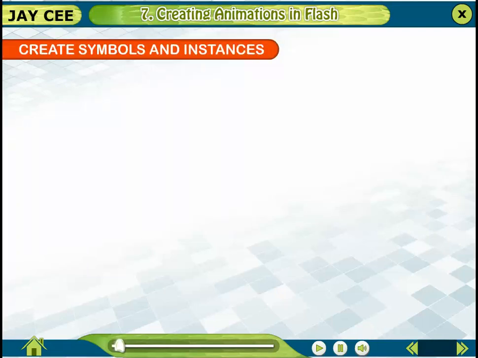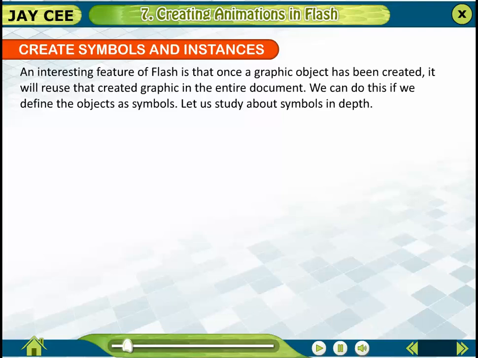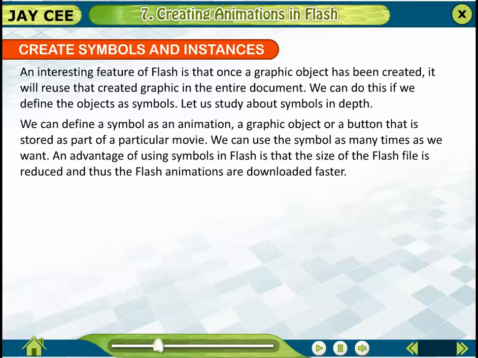Create symbols and instances. An interesting feature of Flash is that once a graphic object has been created, it will reuse that created graphic in the entire document. We can do this if we define the objects as symbols. Let us study about symbols in depth. We can define a symbol as an animation, a graphic object, or a button that is stored as part of a particular movie. We can use the symbol as many times as we want.